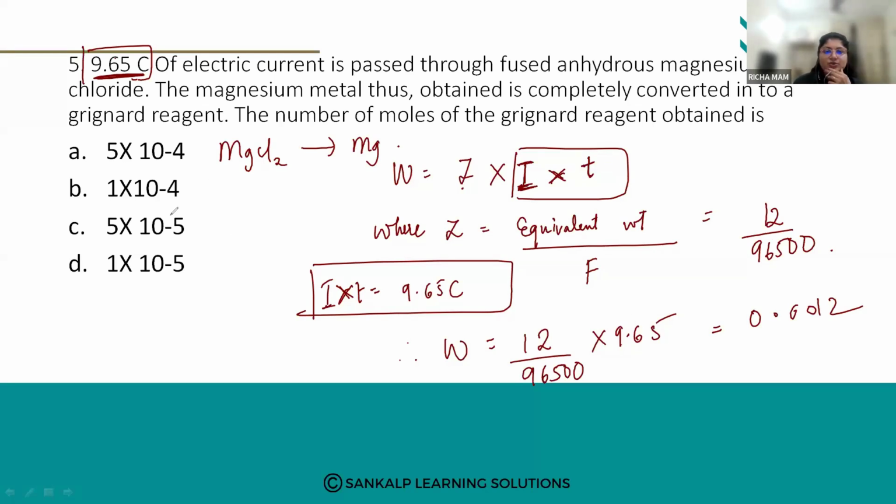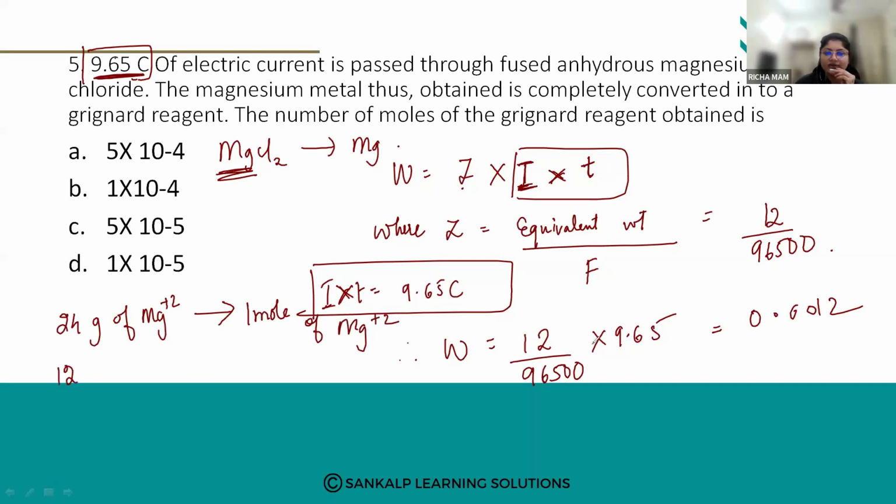24, right? So Mg atomic weight is 24. So 24 grams of Mg plus 2 is nothing but your 1 mole of Mg. It is 1 mole of Mg. So 24 grams is the atomic weight of magnesium, and that represents your 1 mole of Mg plus 2.